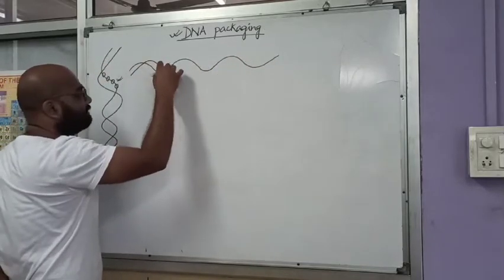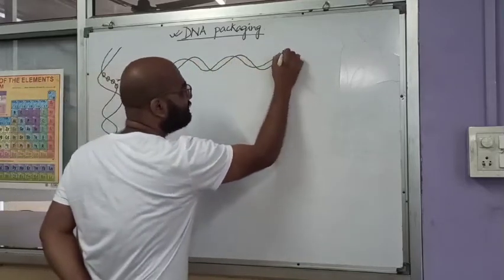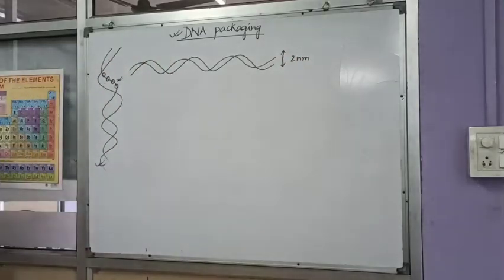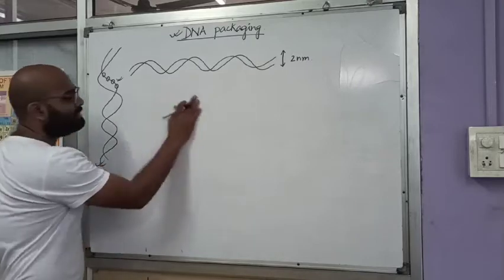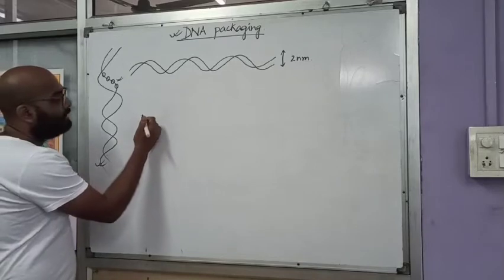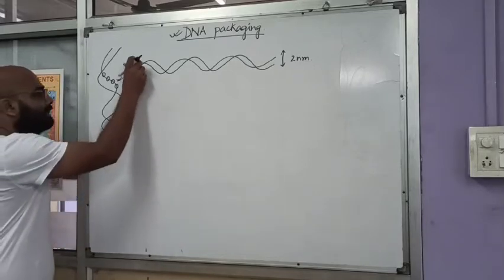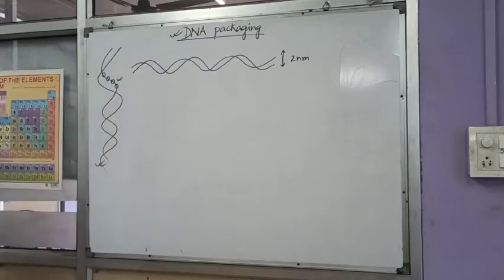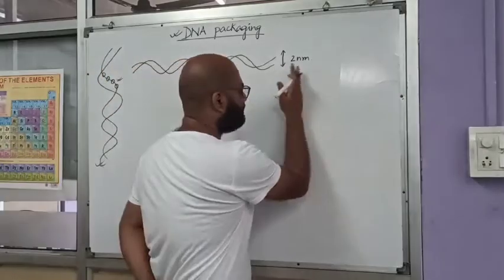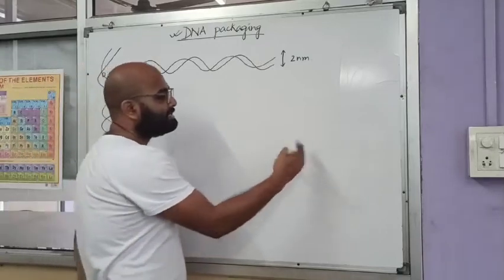If you imagine the DNA, its diameter is 2 nanometer. So what it does inside the nucleus is that the DNA molecule rotates around the histone proteins. What are histone proteins? These are basic proteins present inside the nucleus.